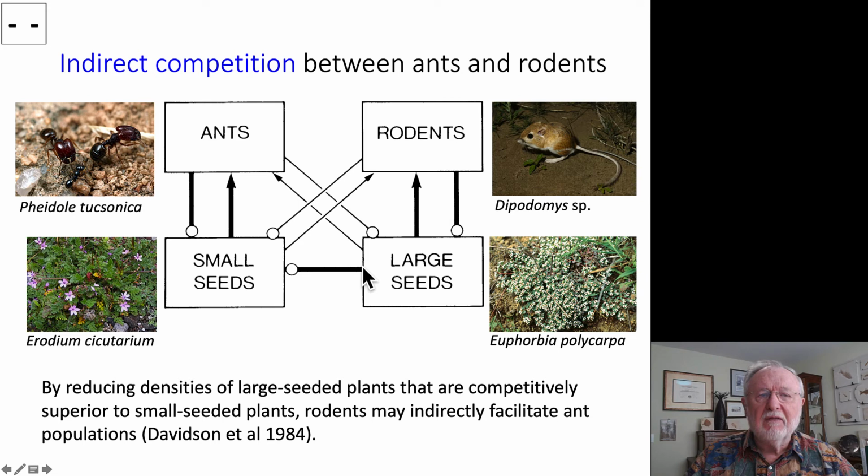So we can have these very significant competitive interactions that are altered by the presence of other organisms in the environment. And so by reducing the density of large seeded plants that are superior to the small seeded, rodents are indirectly facilitating ant populations.